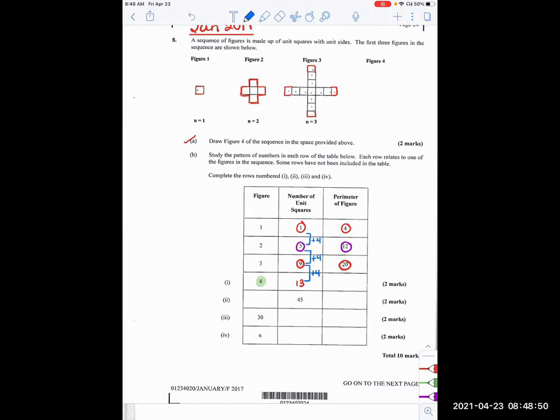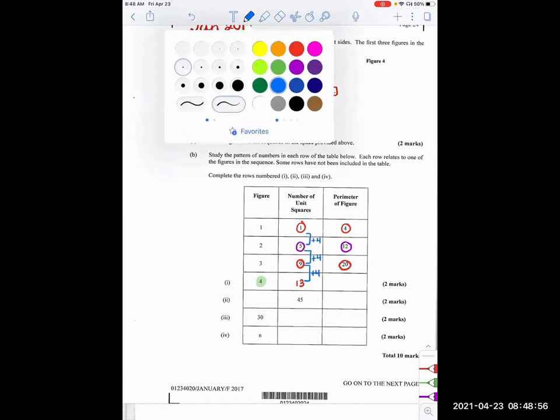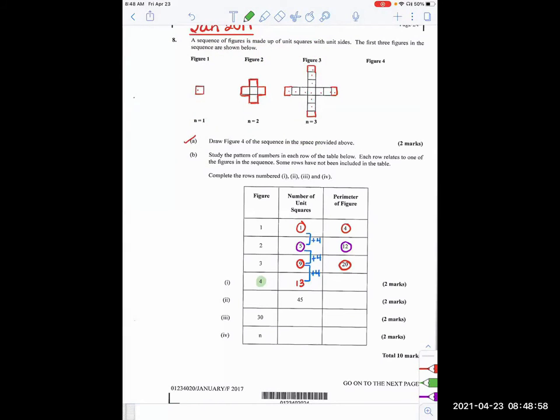Now, the perimeter. How much do we add in consecutive numbers to get the perimeter? 8, miss. Do you all agree? So here we are supposed to have 28. So we get 2 marks for drawing the diagram and 2 marks here. That is 4 marks. All right?